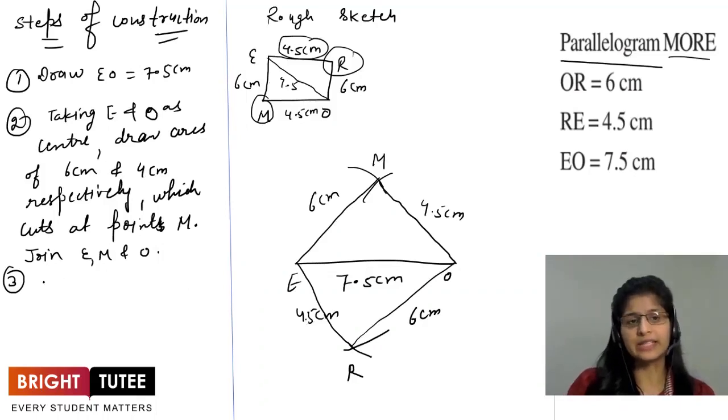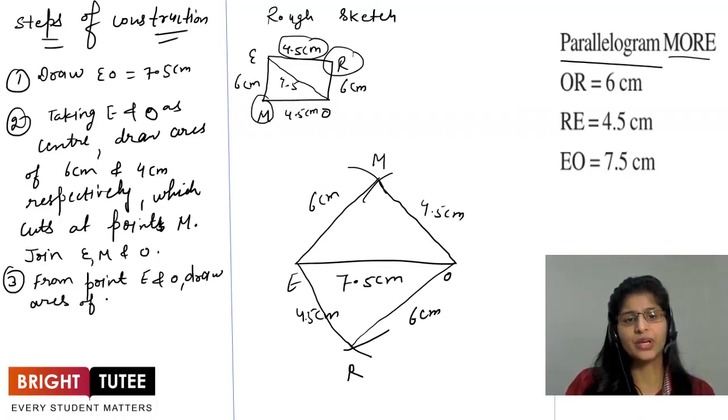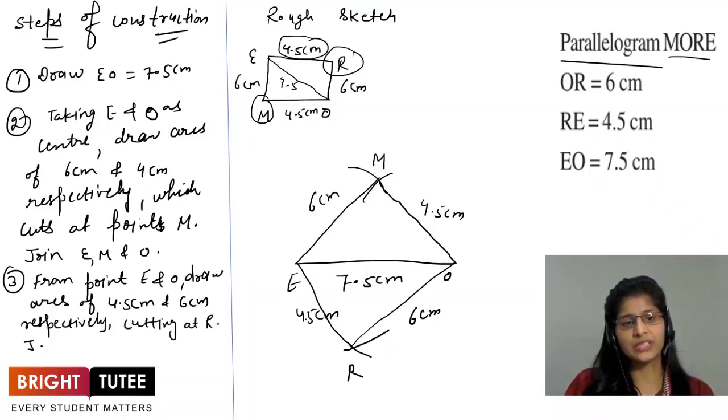Clear? So what will be the next step? From points E and O, you have to draw arcs of 4.5 centimeter and 6 centimeter respectively. Okay, and they are cutting at which point? Cutting at R. So you will just write join E, R and O. When you join this, the complete quadrilateral is formed.